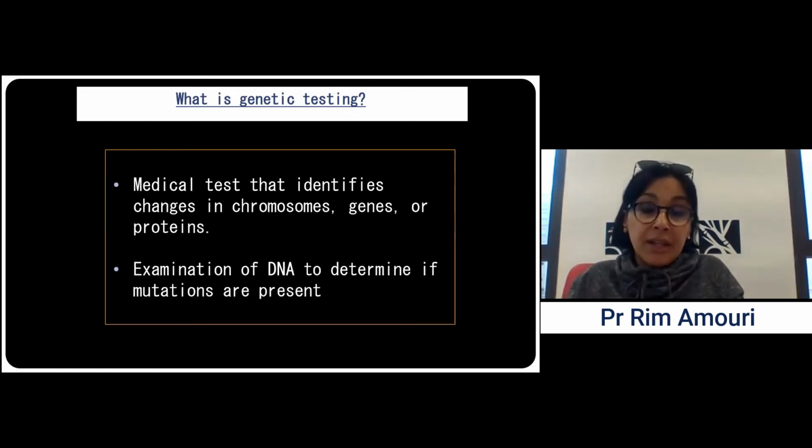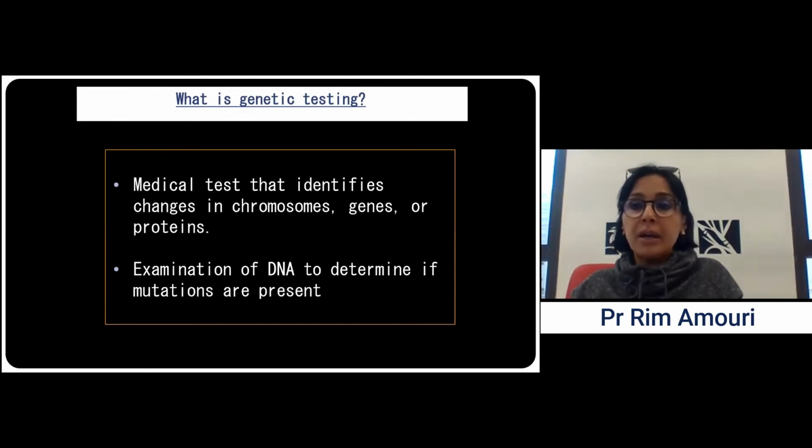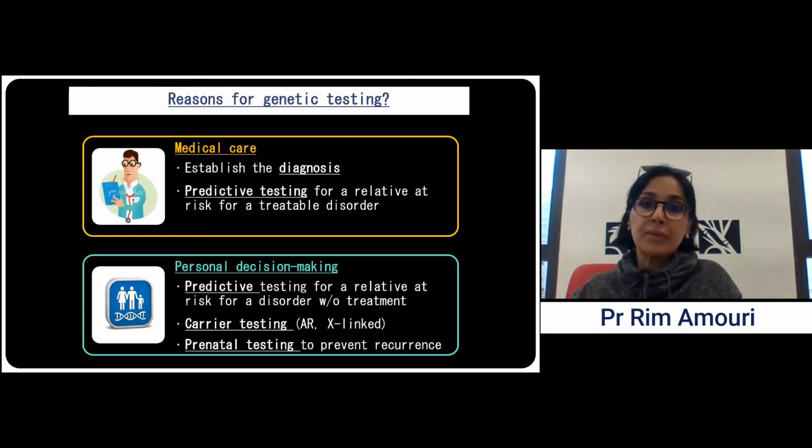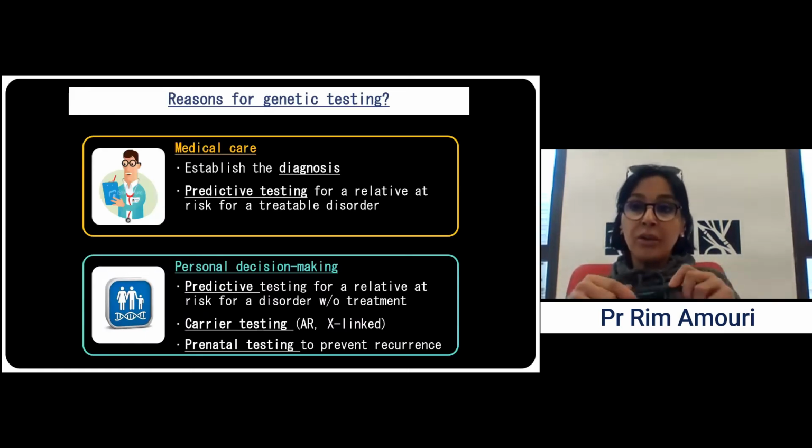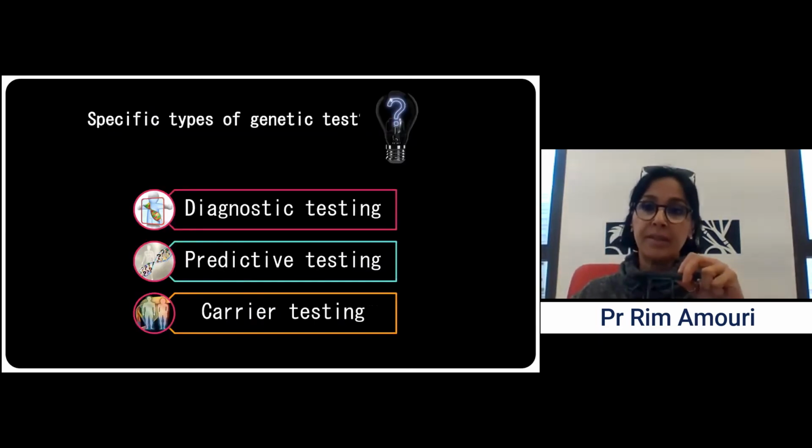What is genetic testing? Genetic testing is a type of medical test that identifies changes in chromosomes, genes, or proteins. These tests are used to find changes that are associated with inherited disorders. They can be done under medical care to establish the diagnosis in a symptomatic person, or for predictive testing. They can also be requested through a personal decision-making, predictive, carrier, or prenatal testing.